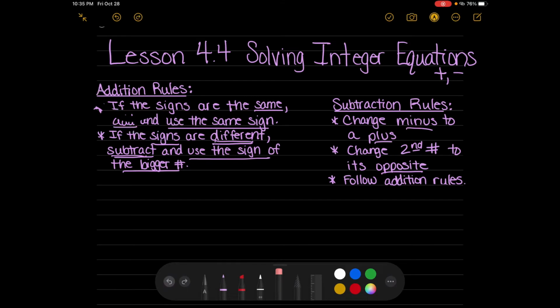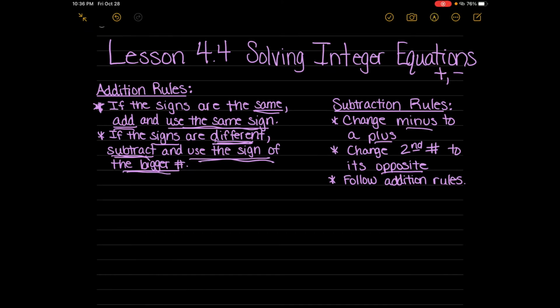Your addition rules are: if the signs are the same, you add and use the same sign. If your signs are different, you subtract and use the sign of the bigger number. Let me show you two examples. If I had -4 plus -5, that would equal -9. I add because my signs were the same, and I use the same sign, which is negative. If I had 4 plus -5, now my signs are different. One's positive, one's negative, so I subtract and get 1, and I use the sign of the bigger number. 5 is bigger than 4, so I put a negative there.